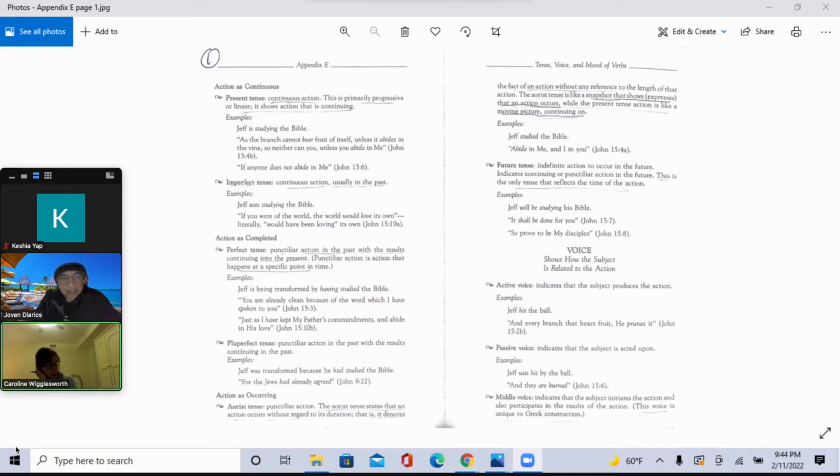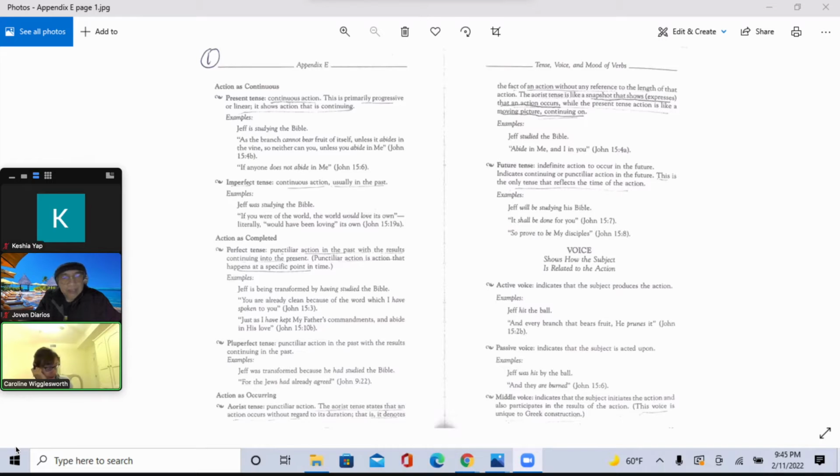Yes, yeah. So for example, John 15:3, you are already clean because of the word which I have spoken to you. Okay. I think I had a different understanding of perfect tense. Here it's punctiliar action in the past with the results continuing into the present. But I understood it more as a completed action, like I have eaten, that means I finished already. It's continuous. Well, let's keep going, and maybe there'll come another tense that'll help us understand it better.